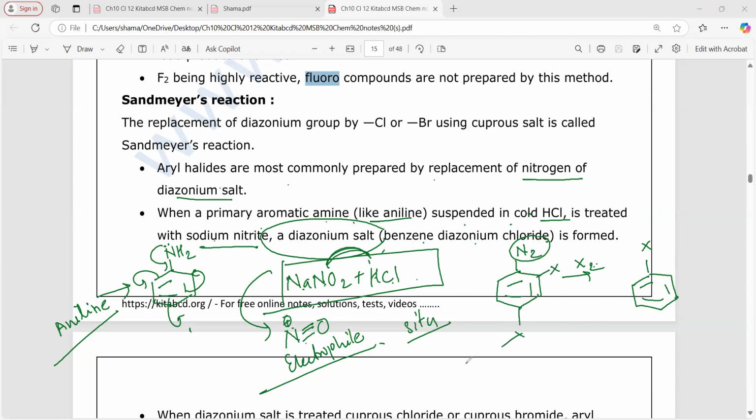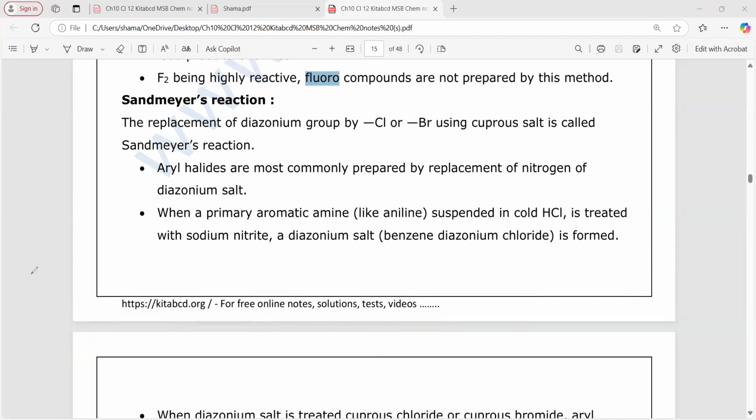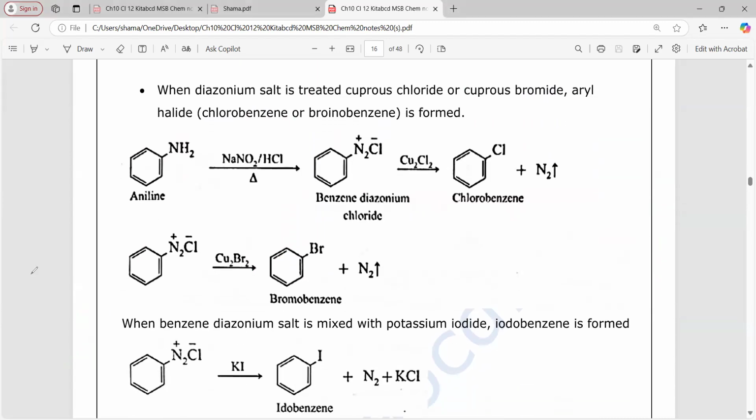So how this electrophile forms and how this electrophile will be attacked by the benzene, all that process in detail I am going to explain to you with the mechanism. That is missing in the PDF. Here they have directly explained what happens.